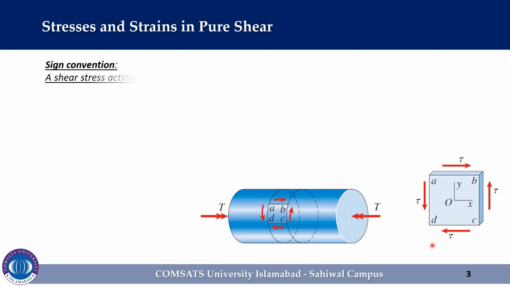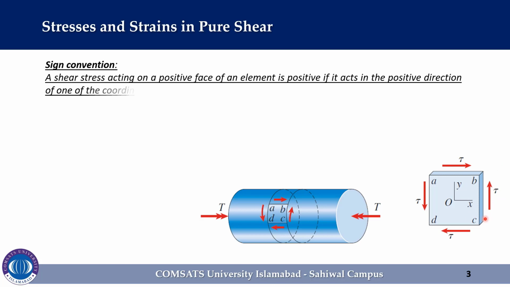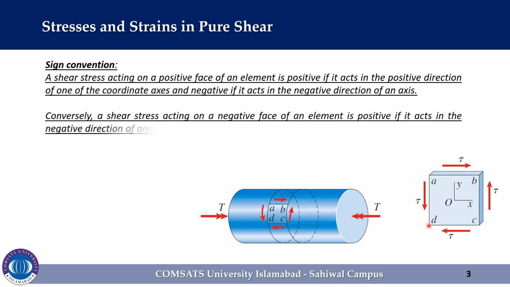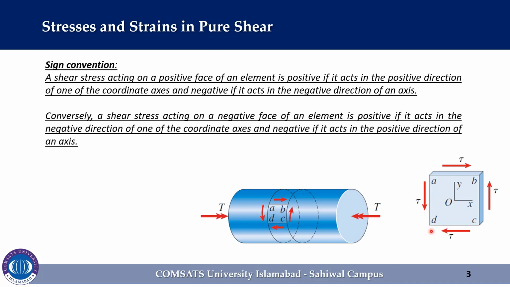A shear stress acting on a positive face of an element is positive if it acts in the positive direction of one of the coordinate axes and negative if it acts in the negative direction of an axis. Conversely, a shear stress acting on a negative face of an element is positive if it acts in the negative direction of one of the coordinate axes, and negative if it acts in the positive direction of an axis.